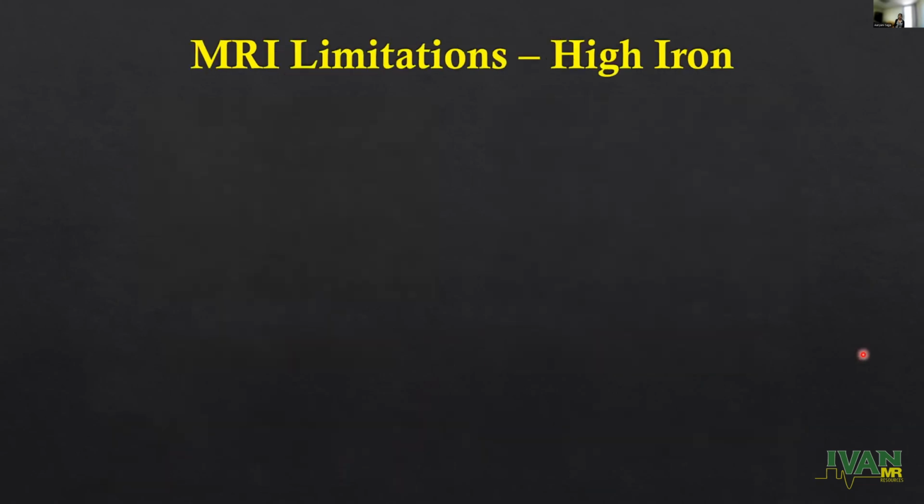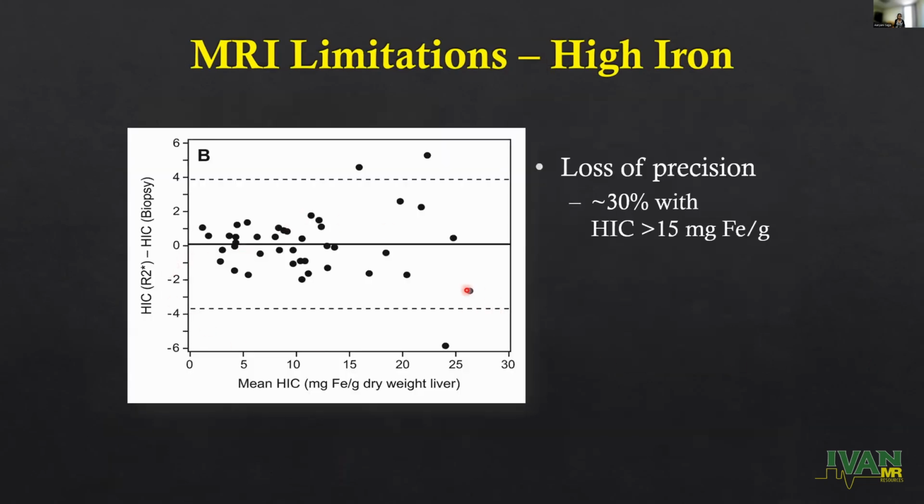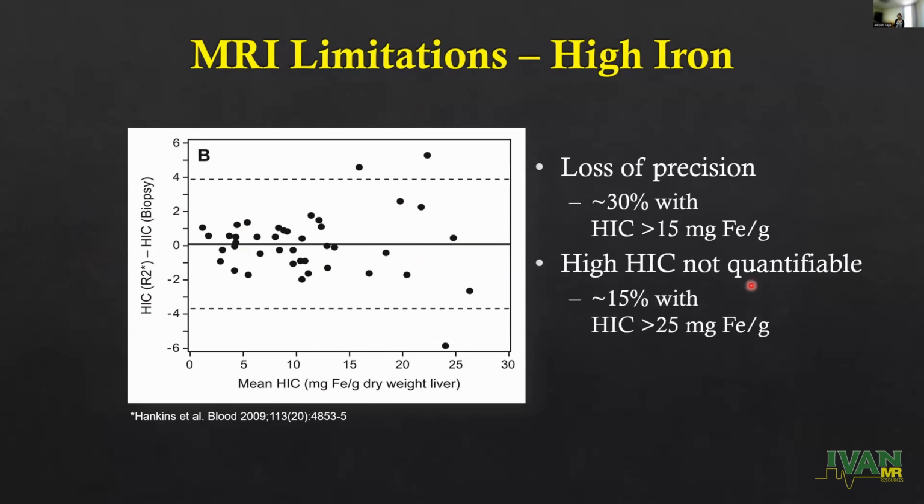But the limitations of MRI are in cases of high iron overload, as you see here. This is a Bland-Altman plot showing the mean hepatic iron content and the hepatic iron content estimated using R2 star with reference to biopsy. As you notice here, for severe iron cases above 15, there's a large deviation. So there's a loss of precision in the measurements. There's not good agreement between the R2 star based iron measurement and the biopsy measurement.